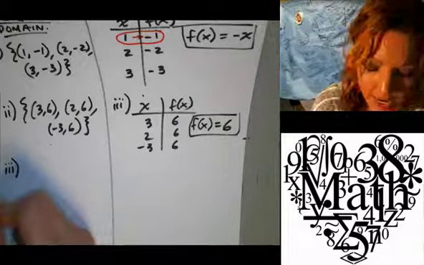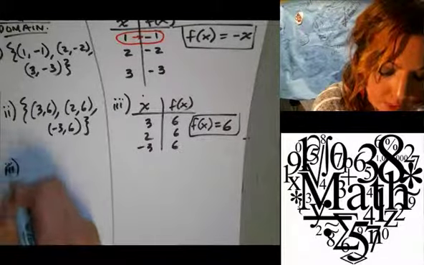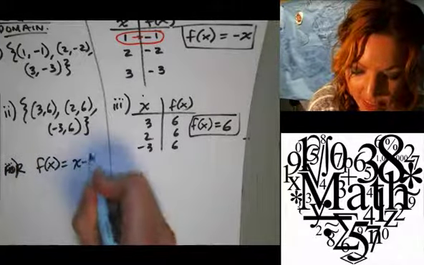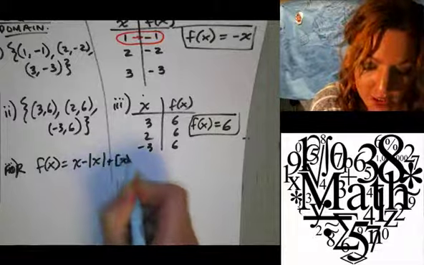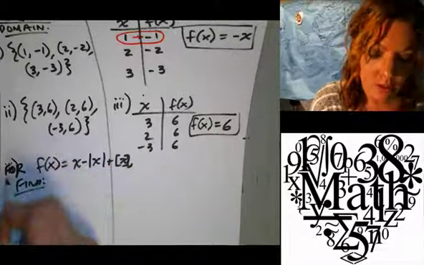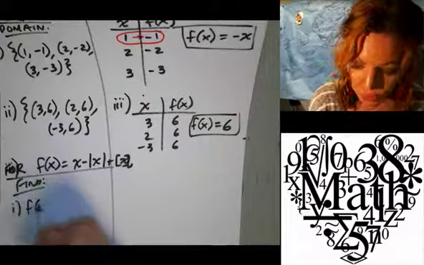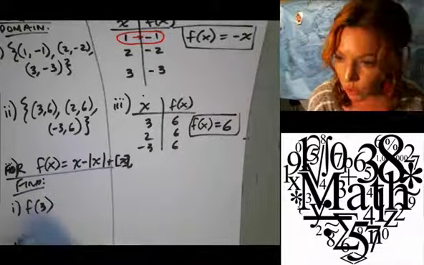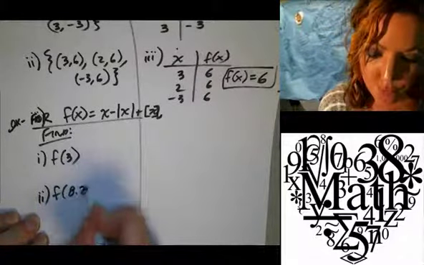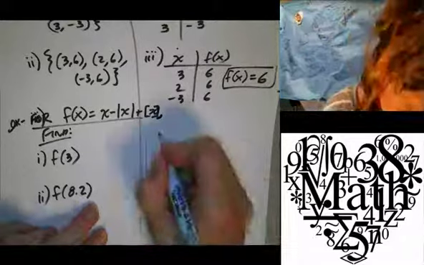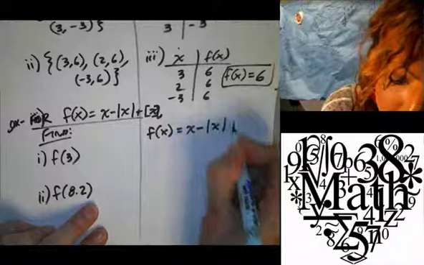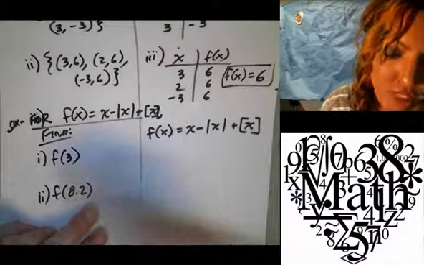Last examples. F of x equals x minus the absolute value of x plus the greatest integer of x. Find the following: f of 3, and let's do one more after that, f of 8.2. I'll write it on the right side here. F of x equals x minus absolute value of x plus the greatest integer of x. And we want to find each of these things.